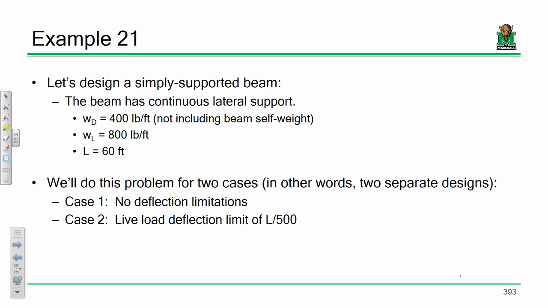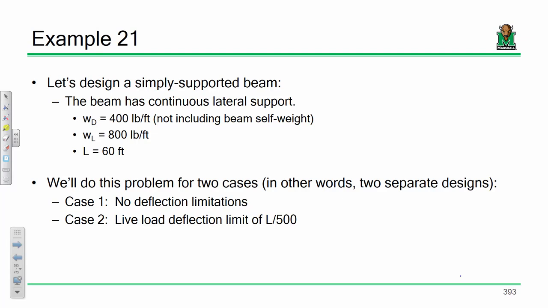Let's get into some design. So this is a continuously braced beam design problem. All right. So what we have is a beam that is subjected to 400 pounds per foot, and that does not include the beam self-weight, and 800 pounds per foot of live load. The beam itself is 60 feet long, and so we're going to do this problem for two cases.